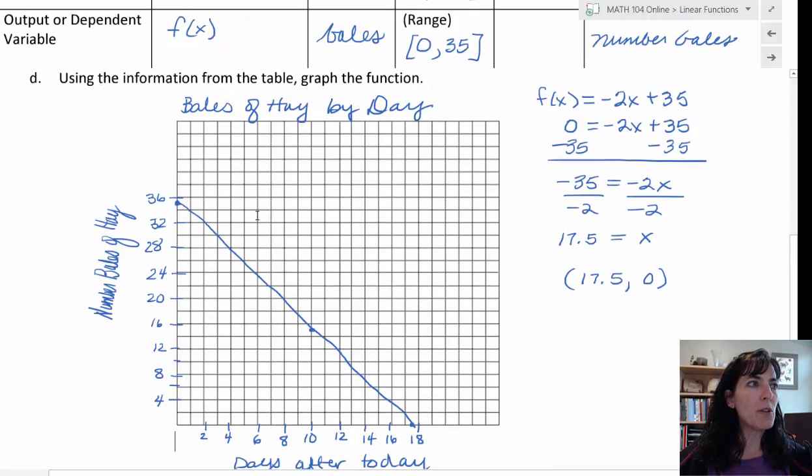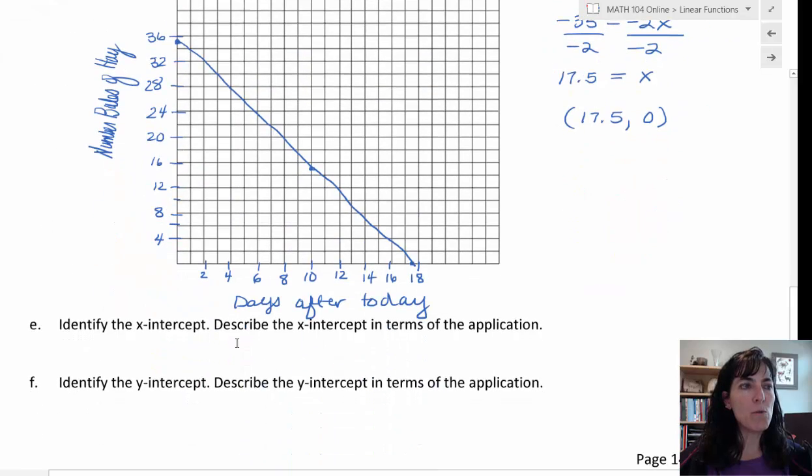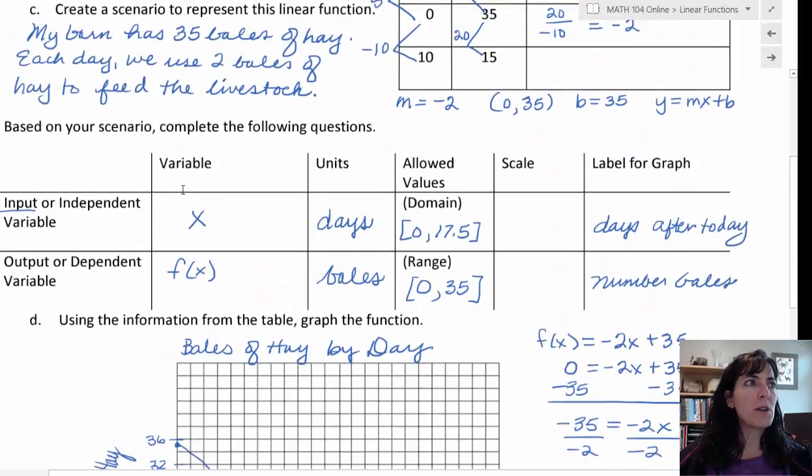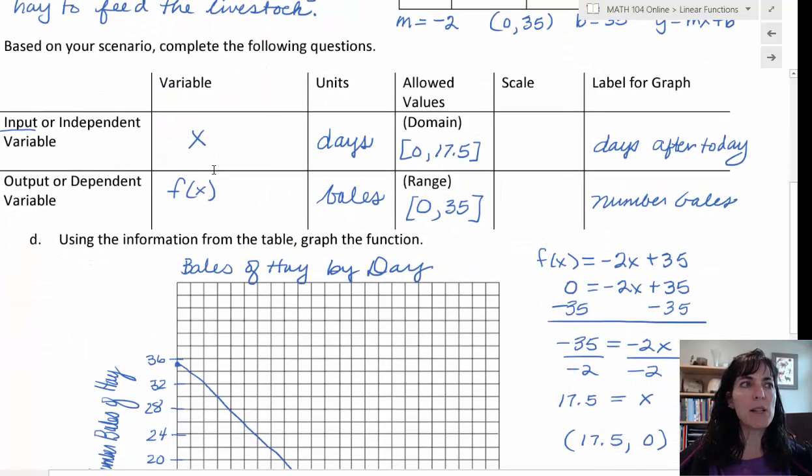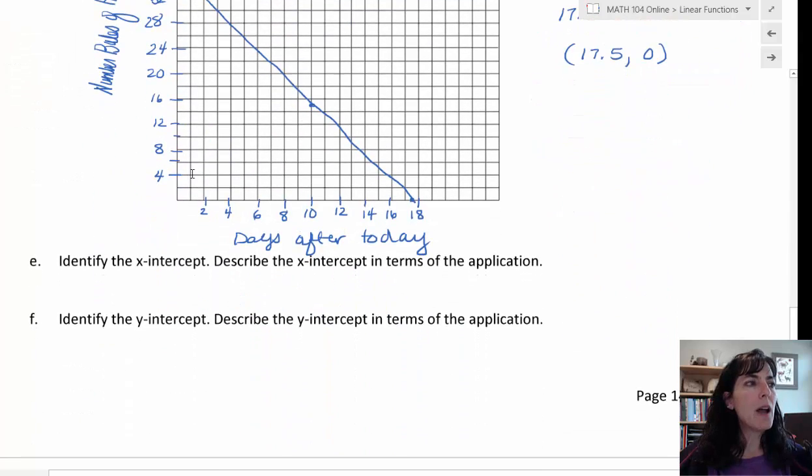So there's my graph, and you can see I did not draw anything in quadrant 2, 3, or 4 because for the scenario that I came up with, negative numbers were not allowed. I couldn't have less than 0 bales of hay, and I couldn't have a negative number of days before today. It didn't make sense for what I was writing.